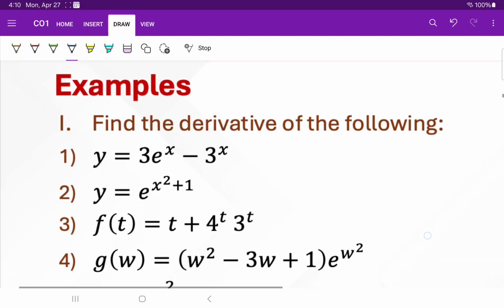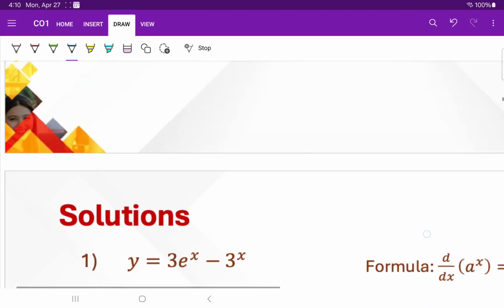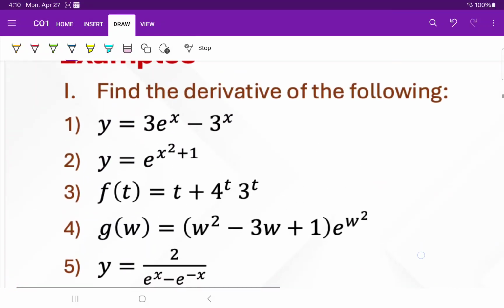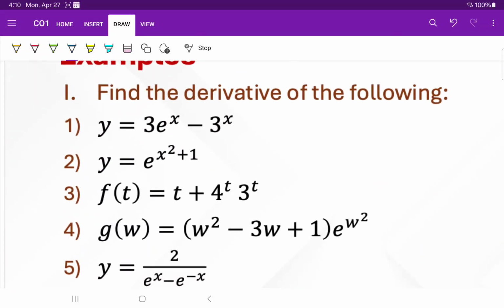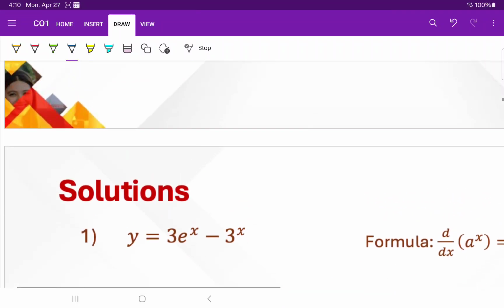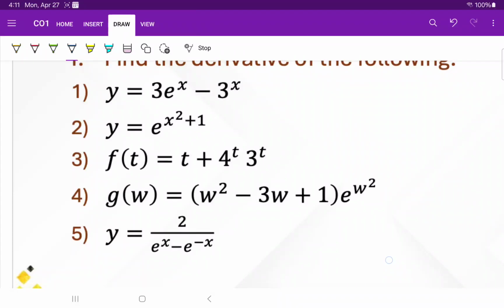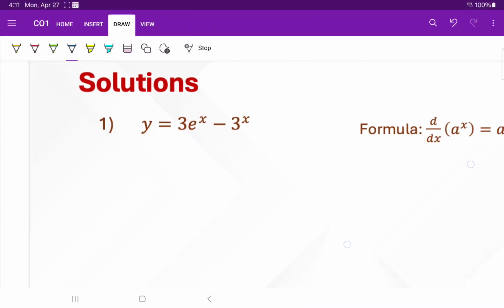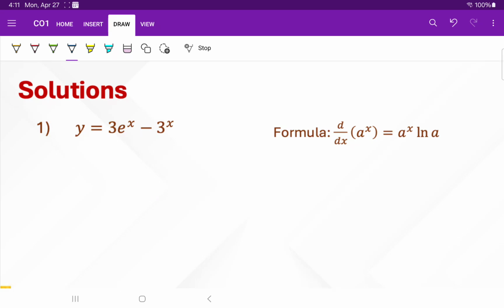Okay, so look at these given exercises here. We're given y equals 3e to the x minus 3 to the x. How do we solve for the derivative? As I mentioned, for you to find the derivative, when you are differentiating functions, you have to write which formula to use. So this can be written as the derivative of a to the x is equal to a to the x ln of a. But this is when you have x.